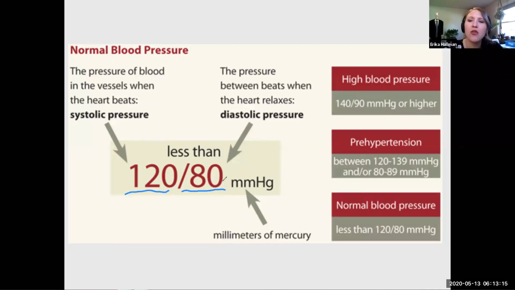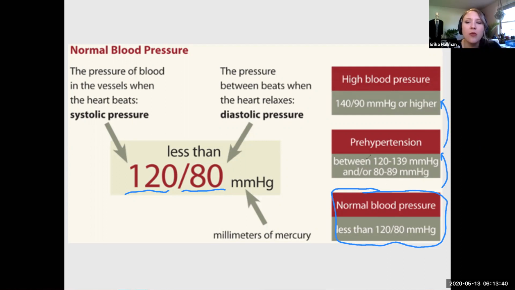When we look at our normal blood pressure range, we're looking at anything around 120 over 80. Anything lower than that is okay. Typically low blood pressure is not nearly as bad as high blood pressure. So high blood pressure we divide into two different categories. We have pre-hypertension and then hypertension, which is high blood pressure.